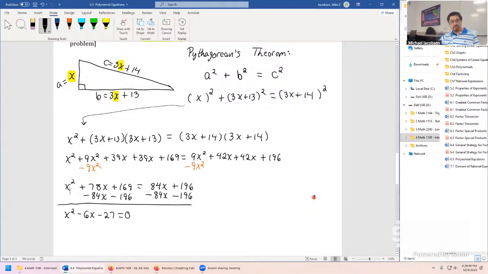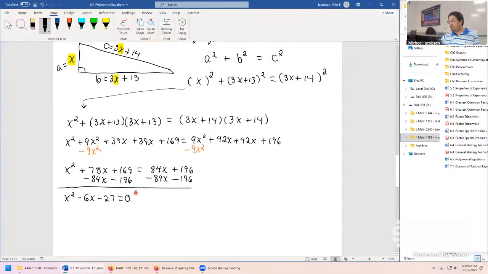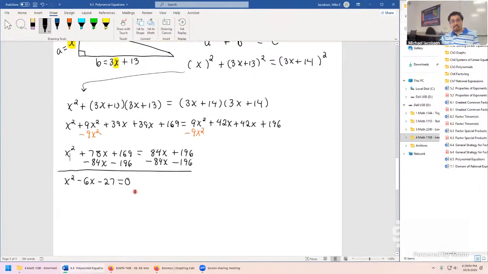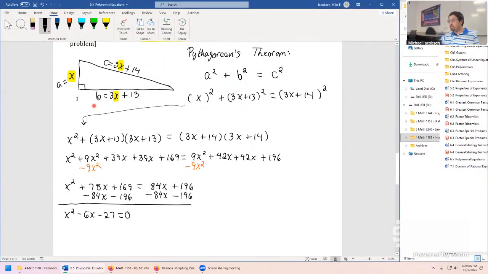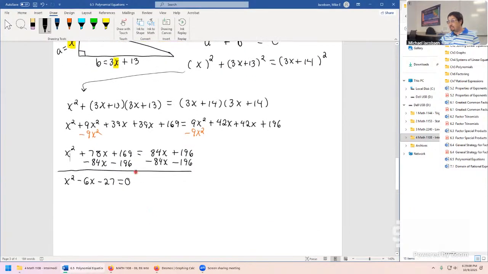So quite a lot of algebra on this one. This one's kind of a good tour of lots of different things algebraically. Finally, at this stage, we have a quadratic equation, degree 2. It's set equal to 0. So if we can factor this, we're home free. We'll be able to say what the lengths are of this original right triangle. So let's start factoring this thing.